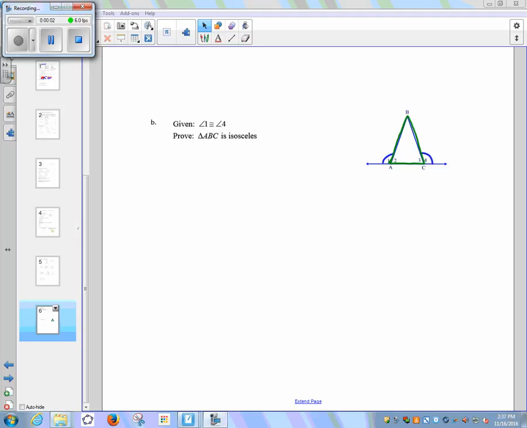All right, so back to the proof. We have angle 1 congruent to angle 4. We're trying to prove that triangle ABC is isosceles. Definition of isosceles is that two sides are congruent. So really, if our last step is going to say triangle ABC is isosceles, probably the step right before it needs to say what? Jess?